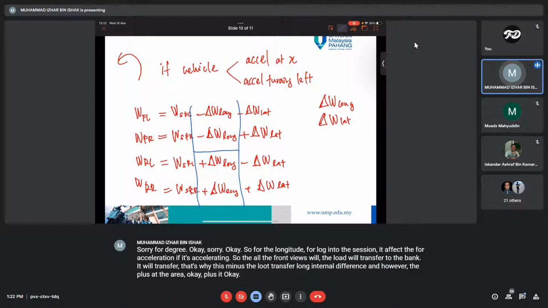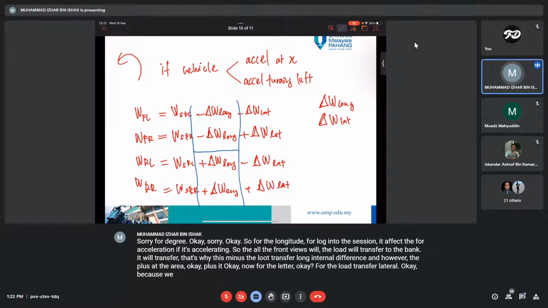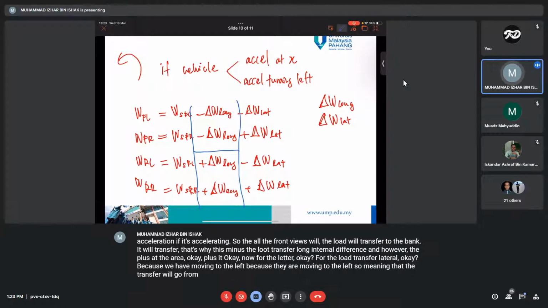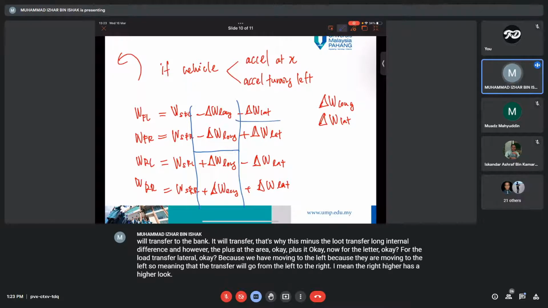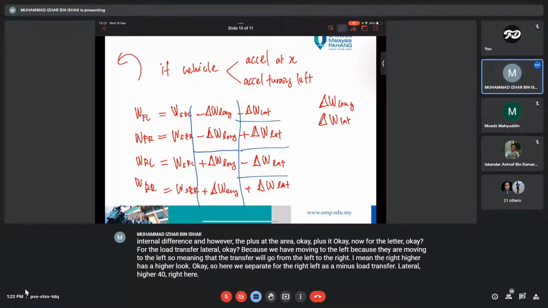Okay, now for the lateral load transfer. Because we are moving to the left, the load transfer will go from the left to the right, meaning the right has a higher load. So here we separate: the left has a minus load transfer lateral, and the right has a plus load transfer lateral.